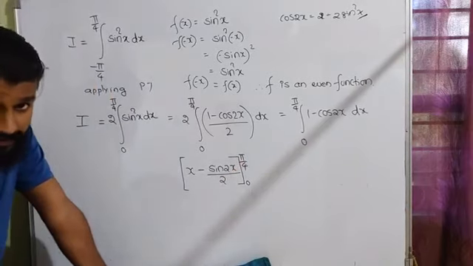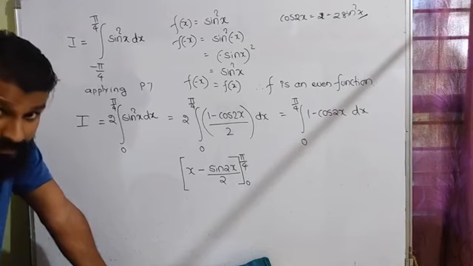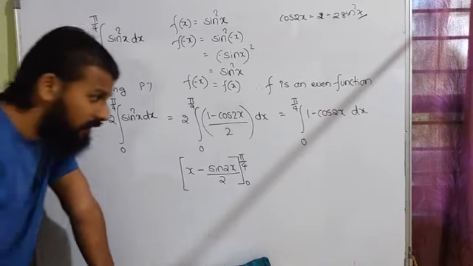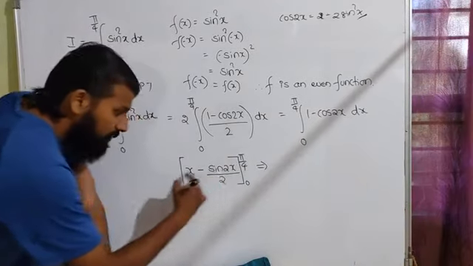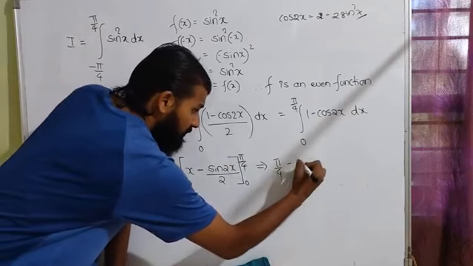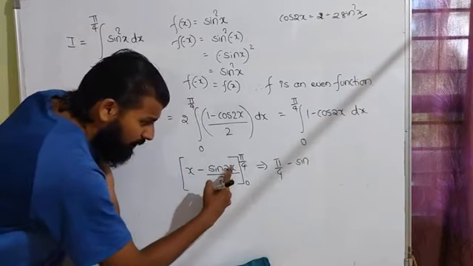Integral of cos x gives sin x, but for cos(ax plus b) it gives 1 by a sin(ax plus b). So let's apply the limits now. If I apply the upper limit, it will be pi by 4 in the place of x, minus sine, see, here there is 2, of pi by 4.